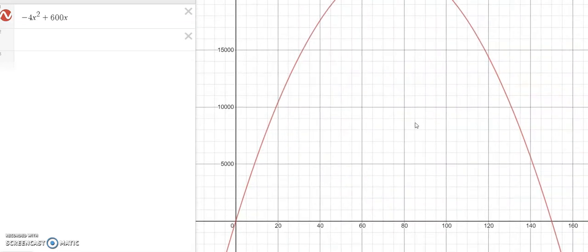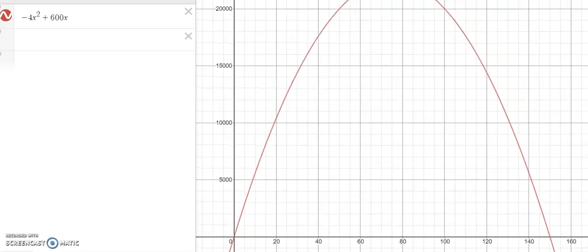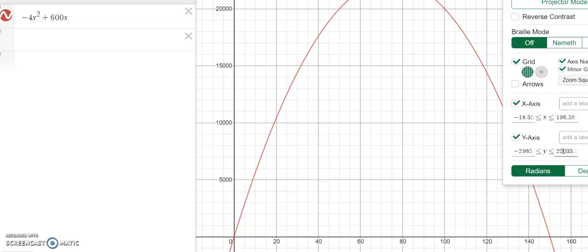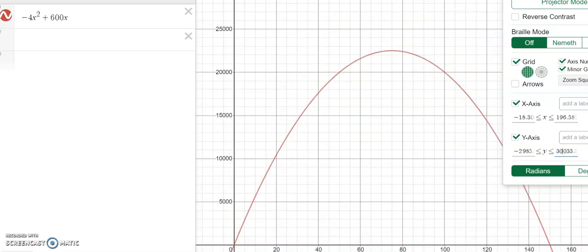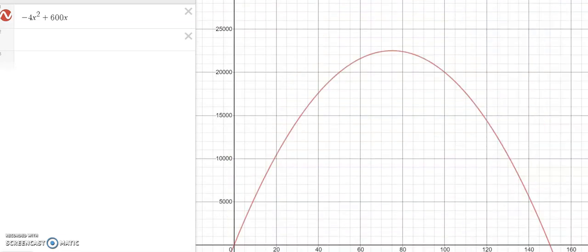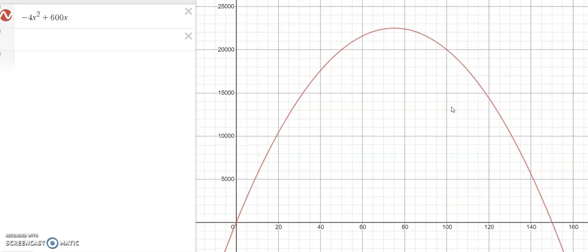I'm actually off the screen a little bit. Let me make that just a little bit bigger. I'm going to do 30,000. I can see it on my screen, but I know it's off of the viewing window for the recording. Okay, so now I can see the whole parabola, which is what I wanted. So that's what you're looking for, is just play around with it.